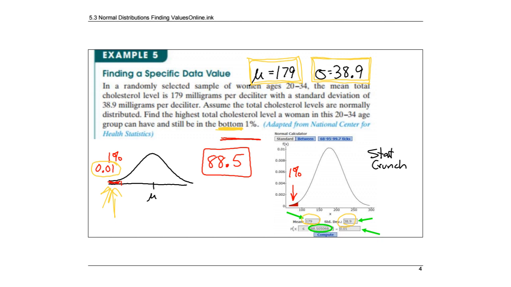We know we're headed to the left, right? We're headed to the left because we want the bottom 1%. So our inequality needs to be less than or equal to, so we're pointing to the left.